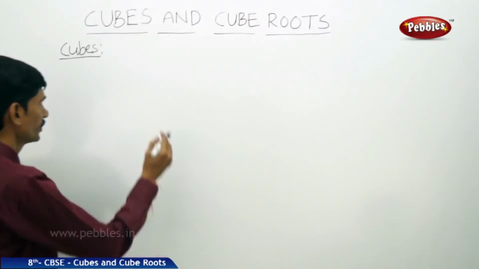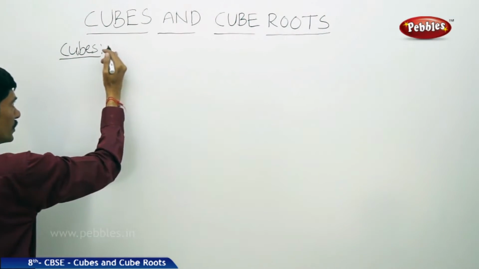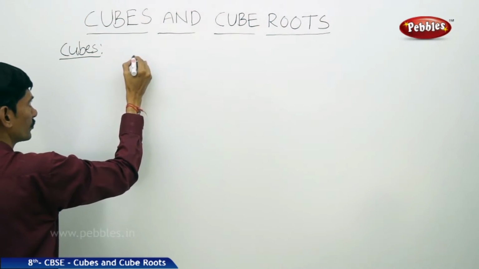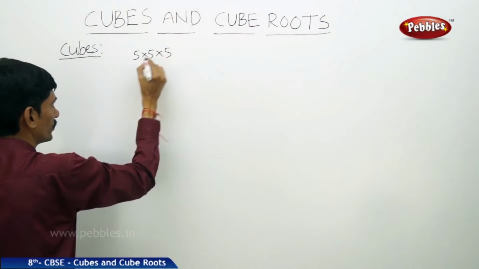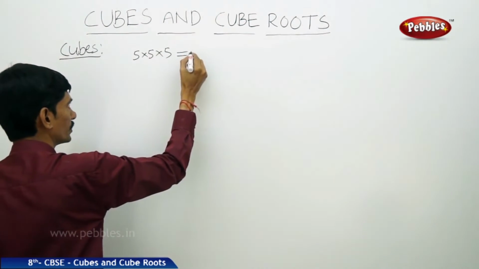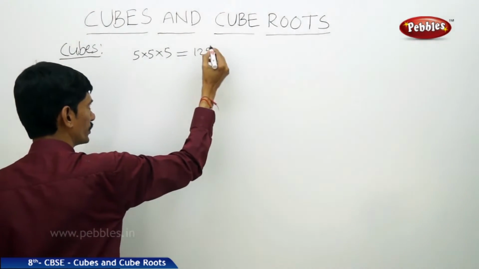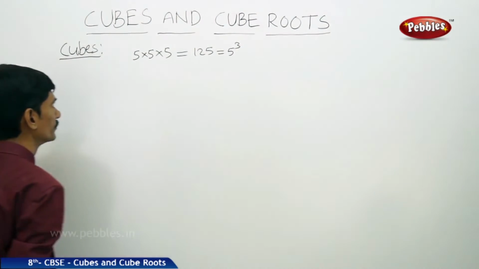Now what is a cube? If a number is multiplied by itself 3 times, then the number obtained is called the cube of the given number. So here 5 into 5 into 5. 5 is multiplied by itself 3 times. Then we get 5 fives are 25, 25 fives are 125. So here 125 is the cube of 5, meaning 5 cube.